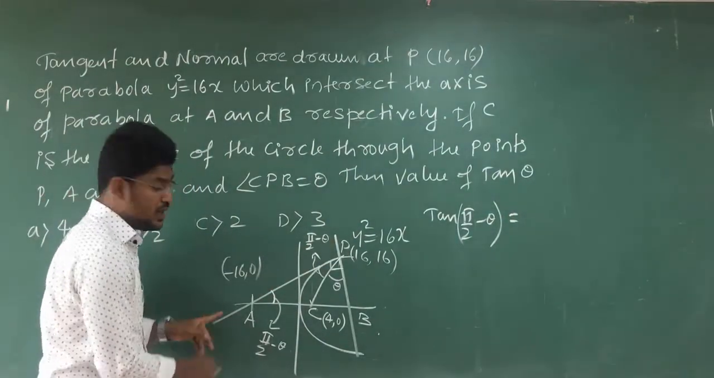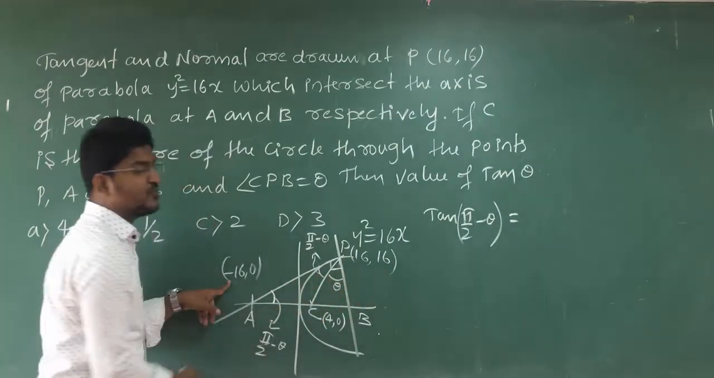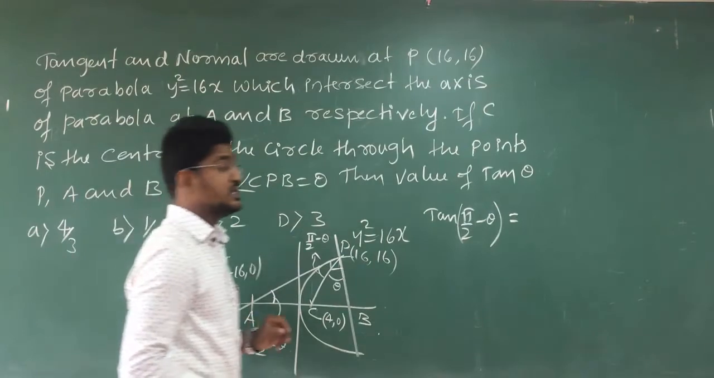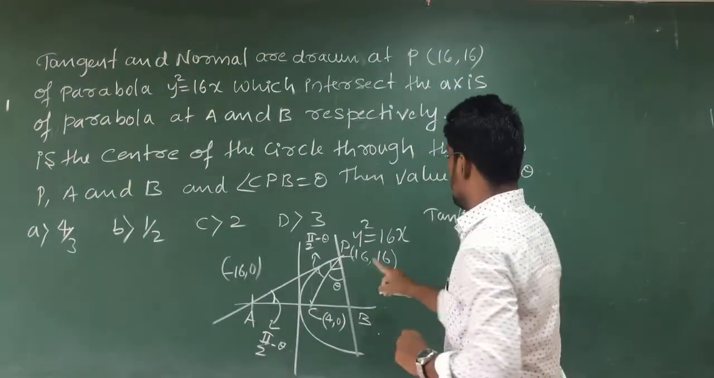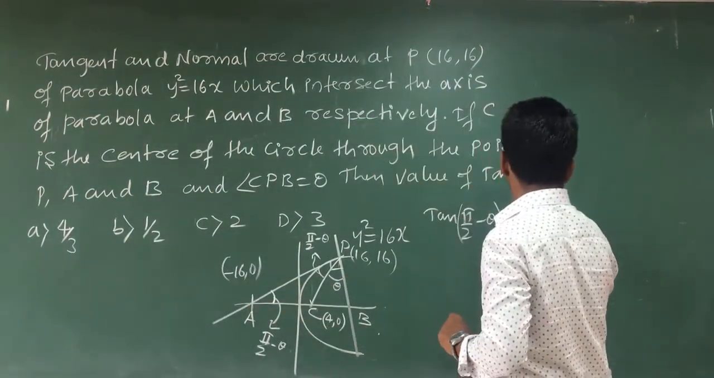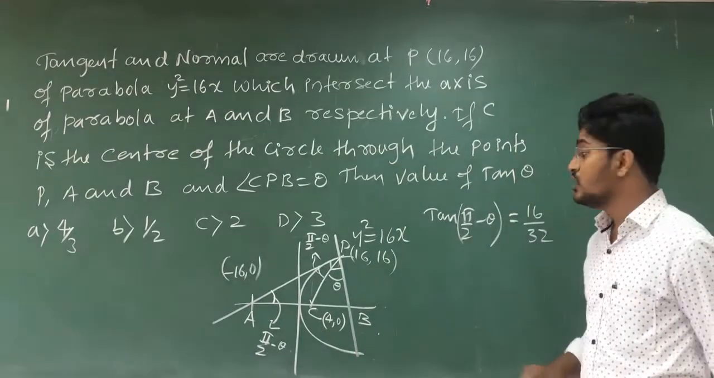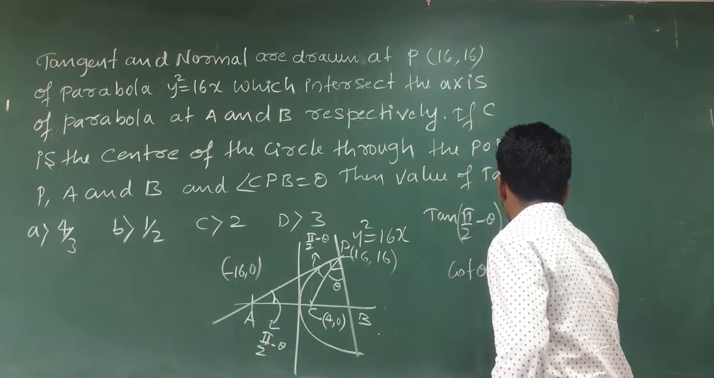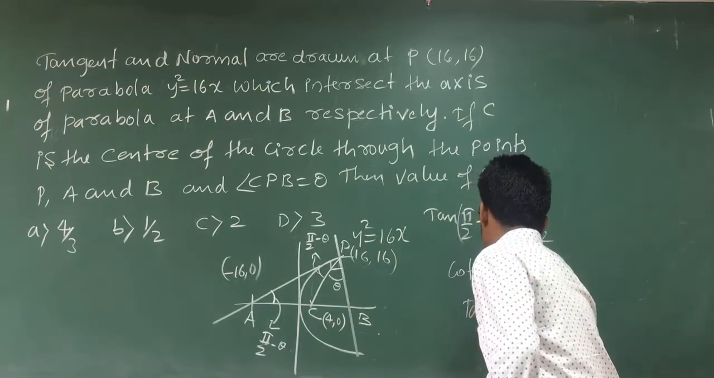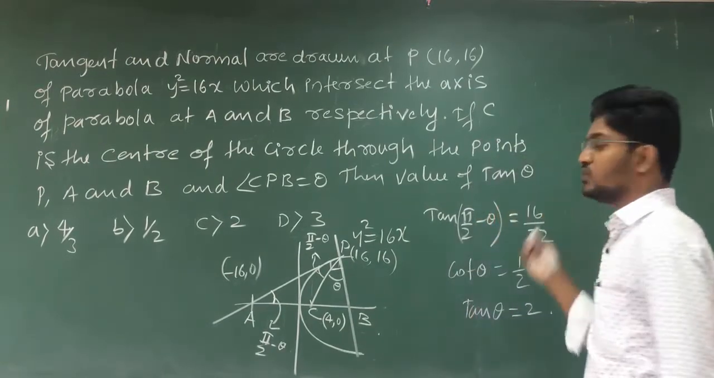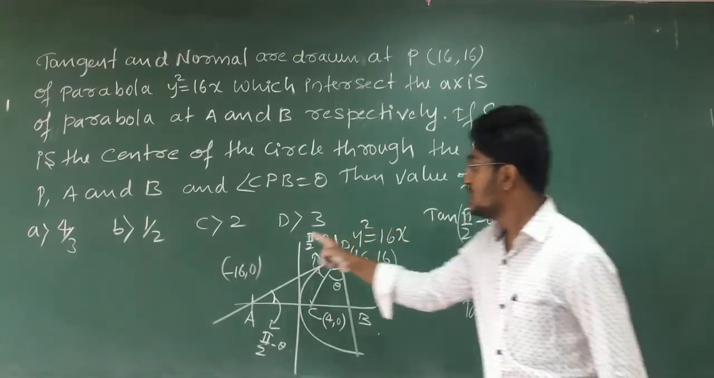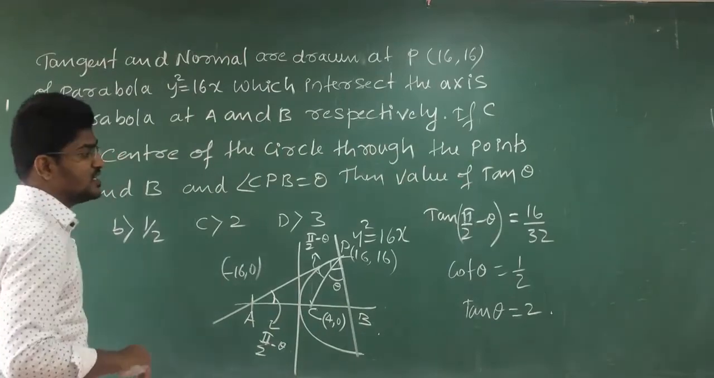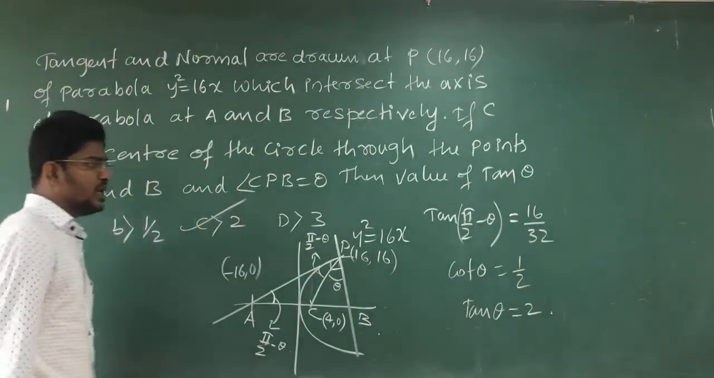Slope of this line. You have 2 points. You can find the slope: y2 minus y1 divided by x2 minus x1. y2 minus y1 is 16, x2 minus x1 is 32. Clear? So this will be how much? Cot theta will be equal to 1 by 2. So tan theta will be equal to 2. Simple question, but this geometry part has to be perfect. Clear? So tan theta is how much? 2. That is option C.